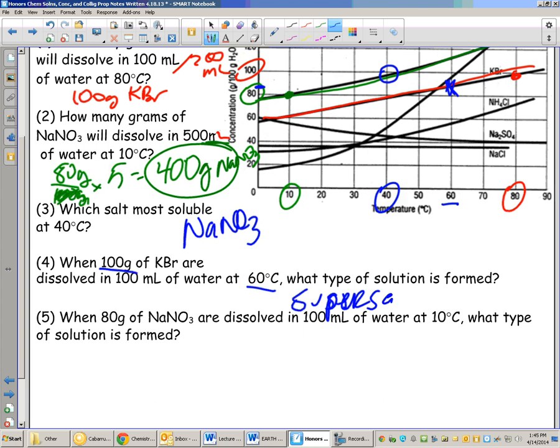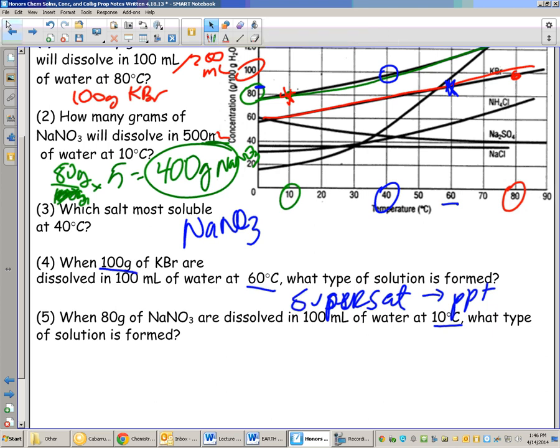What should happen if I disturb that supersaturated solution? It'll touch crystals, it'll desaturate, it'll precipitate out. When 80 grams of sodium nitrate are dissolved at 10 degrees, what solution is formed? Sodium nitrate was my green line right here. At 10 degrees, yes, it saturates on the line.